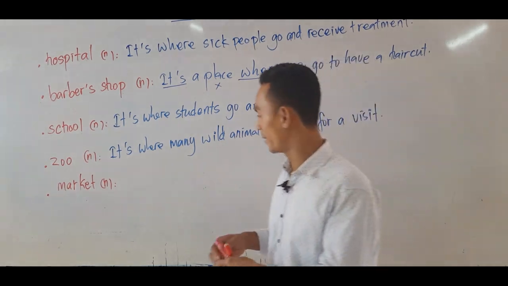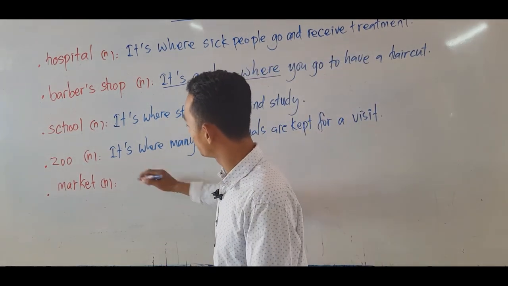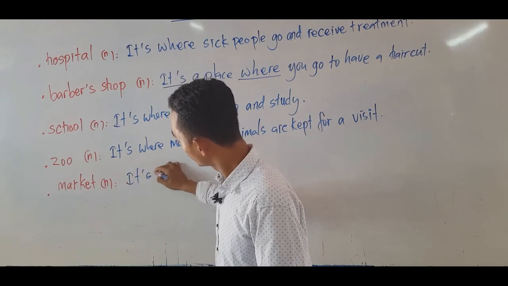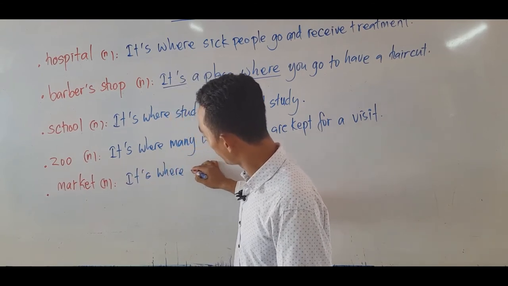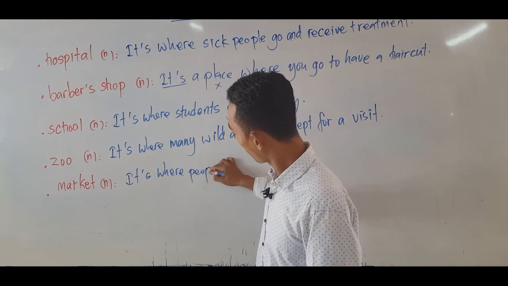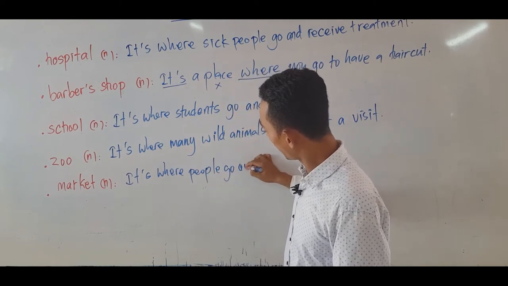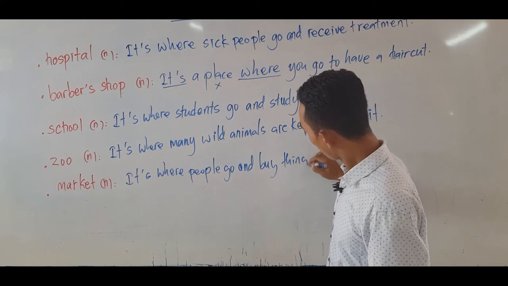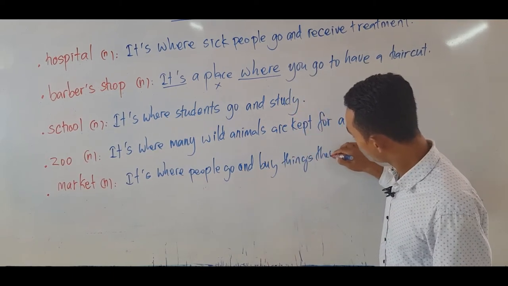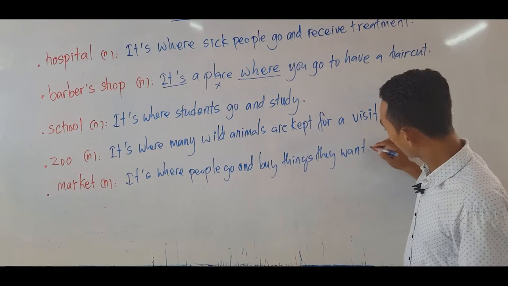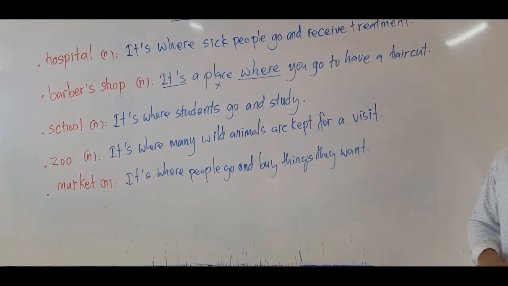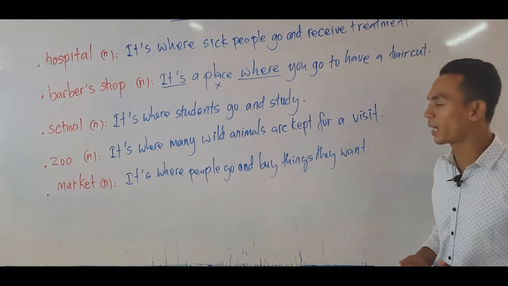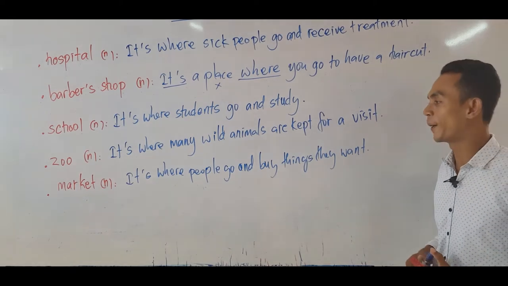Okay. So market, it's where people go and buy things they want. Market, it's where people go and buy things they want.